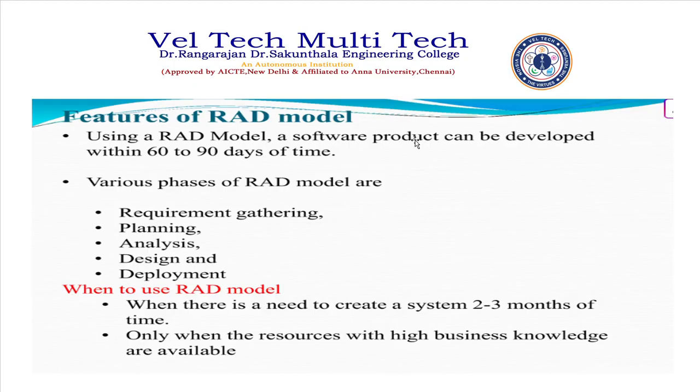What are the features of the RAD model? Using the RAD model, a software product can be developed within 60 to 90 days. The various phases of the RAD model are requirement gathering, planning, analysis, design, and deployment. When to use the RAD model? When there is a need to create a system in 2 to 3 months, and only when resources with high business knowledge are available.